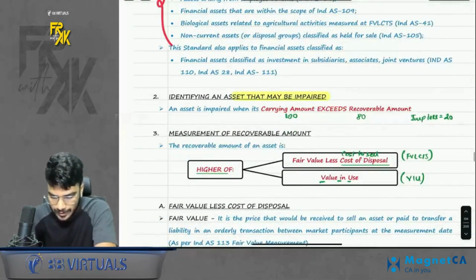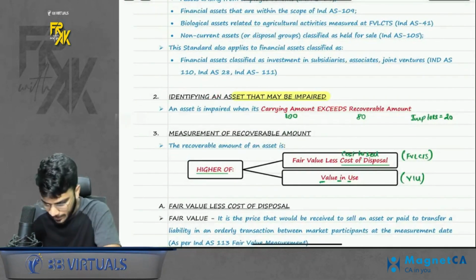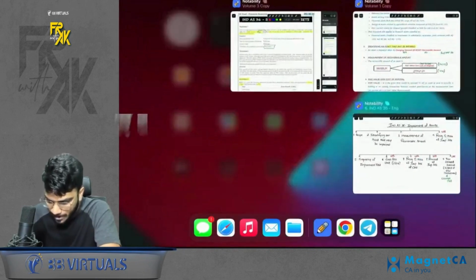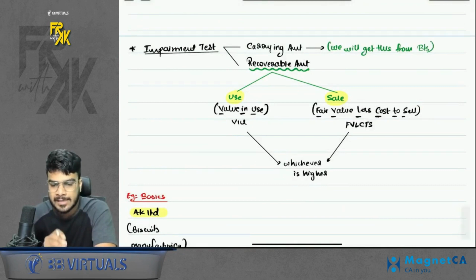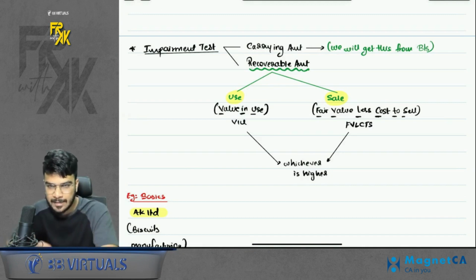Okay, the next point is identifying when an asset may be impaired. Before referring to this part, you do remember in class I have given you a good example of impairment test. How do we check the decline? How do we do the impairment test? So just refer to this basic example once and then we can revise the concepts very easily.